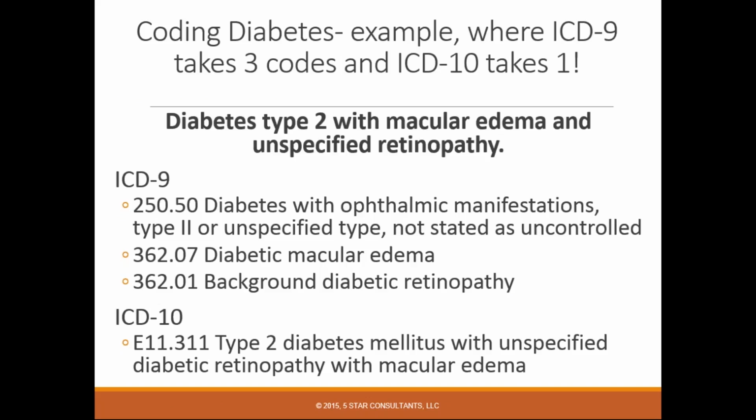So diabetes type 2 with macular edema and unspecified retinopathy, again, you can have unspecified codes. You would be putting the 250.50, which is the diabetes with ophthalmic manifestations, and then you would code the diabetic macular edema 362.07, and then you would code background diabetic retinopathy 362.01. But in ICD-10, you just have to code E11.311, and that is type 2 diabetes with unspecified diabetic retinopathy with macular edema. So once you find the codes, that makes it, I think, a lot easier because it's all there together. It's one code.